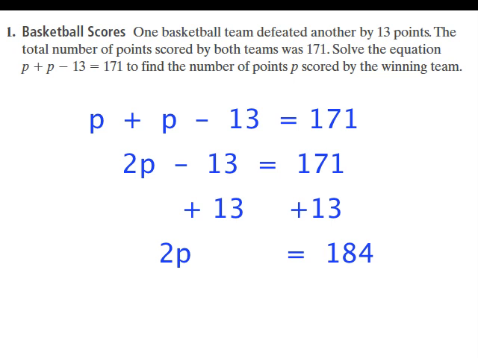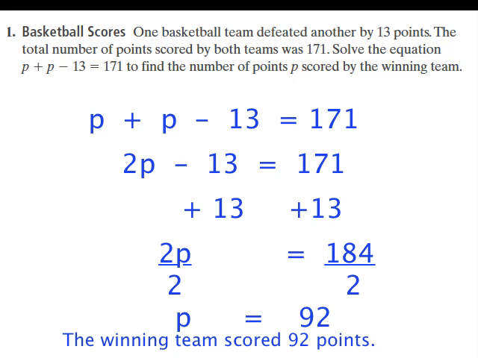Now we're ready to get P by itself by dividing both sides by 2. On the left-hand side, 2P divided by 2 leaves us with P. On the right-hand side, 184 divided by 2 is 92. So the winning team had scored 92 points.